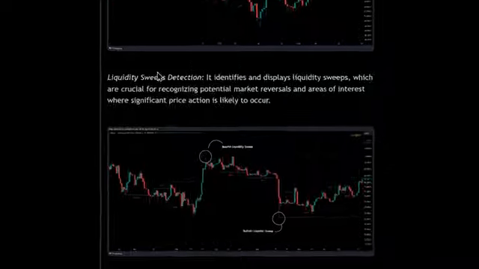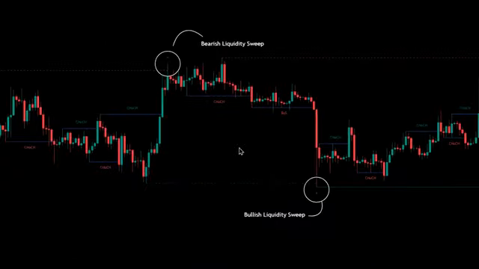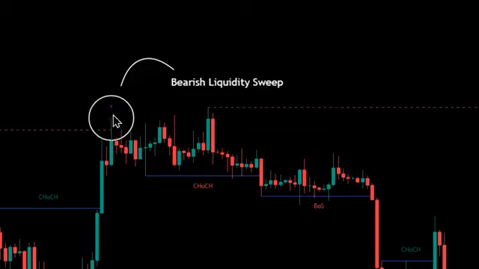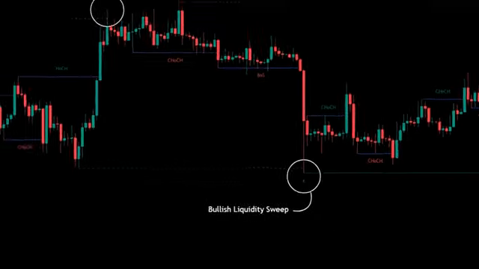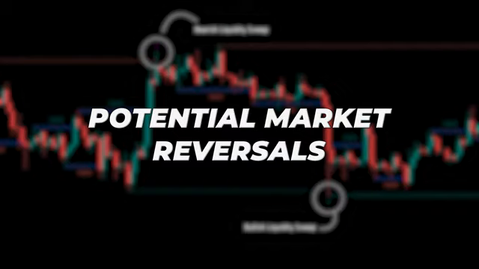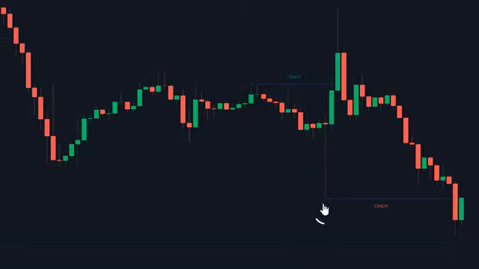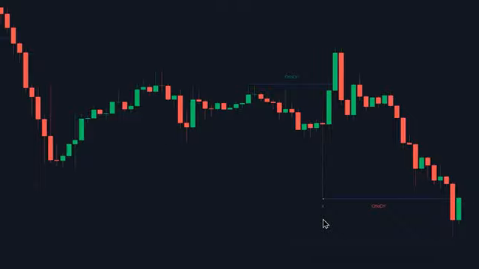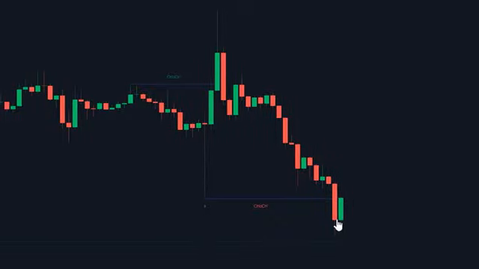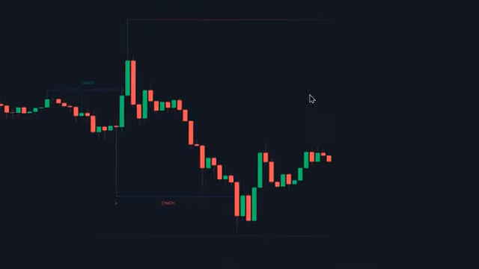Next, this indicator also identifies liquidity sweeps. These are points where the price action takes out previous highs or lows, capturing stop orders before reversing. Liquidity sweeps are crucial for recognizing potential market reversals in areas where significant trading activity is likely to occur. You'll see markers on the chart indicating instances where liquidity has been swept. These areas often precede sharp moves in the opposite direction, as the market traps traders who are on the wrong side of the move.